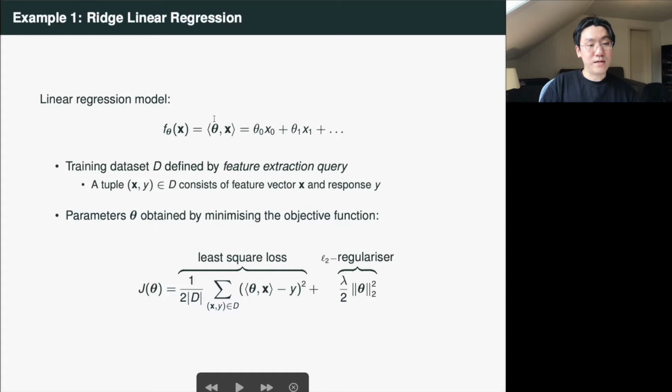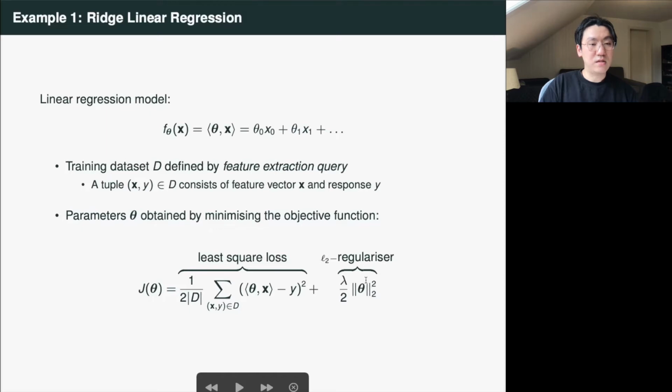We use this notation to denote the dot product. To get the training dataset D, we apply the feature extraction query to the input relations. In D, we have the features and the label represented by columns, so a tuple from the training dataset D would have the attribute vector x and its response y. To learn the parameters for this linear function, we need to find the parameters that minimize this objective function. The objective function has two components. One is the least square loss, and one is the regularizer.